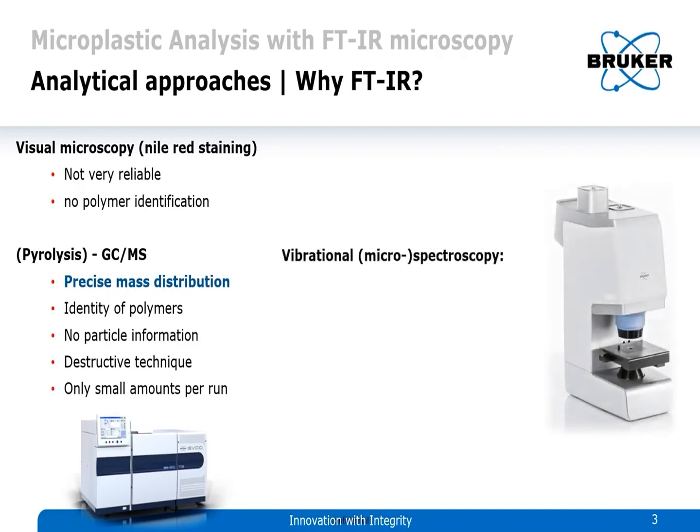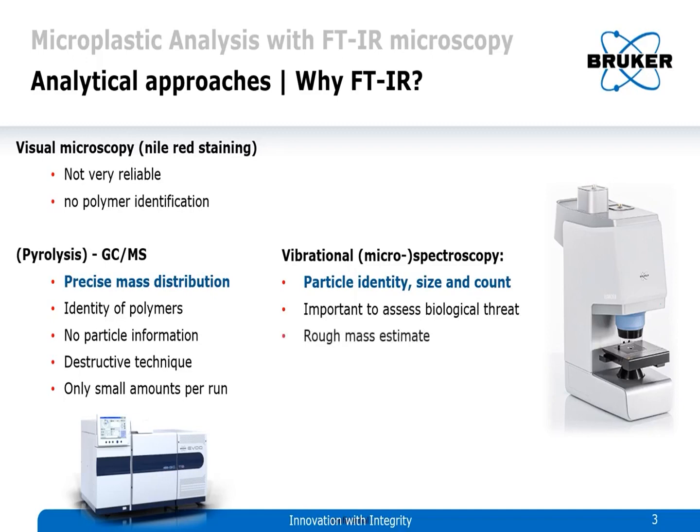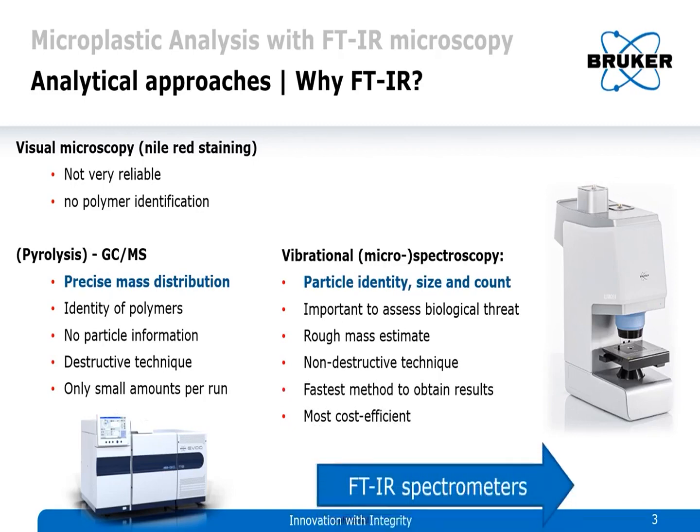And then there's vibrational microspectroscopy. This gives you exact information about the particle identity, size, and the numbers. And this is the most important information to assess any biological threat the particles you find might pose. It also gives you a rough mass estimate, but it's really very rough only. And it's a non-destructive technique. So your sample will be alive afterwards and you can measure it again in case you want to have a look at it again. It's also the fastest method available to obtain results and the most cost efficient regarding material needed and also labor time. Okay, so this is why we're talking about FTIR and we want to focus on this today.